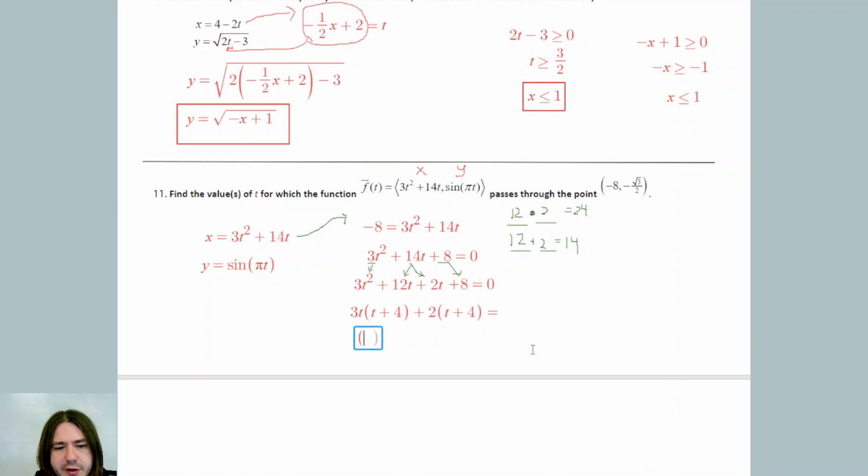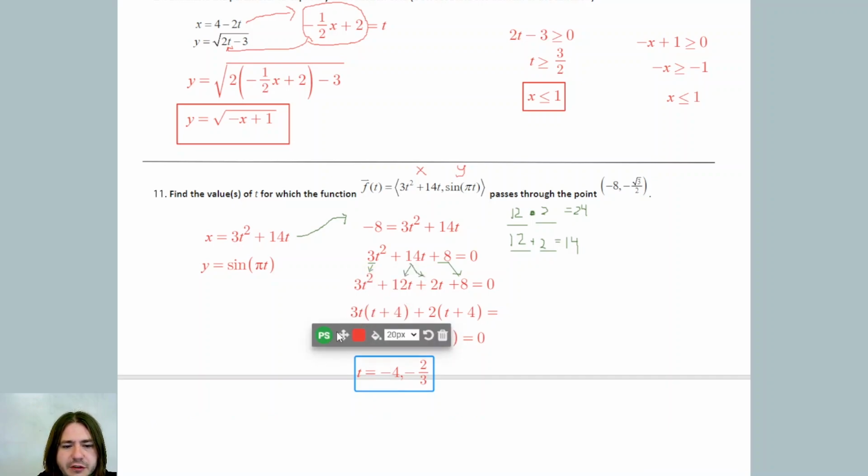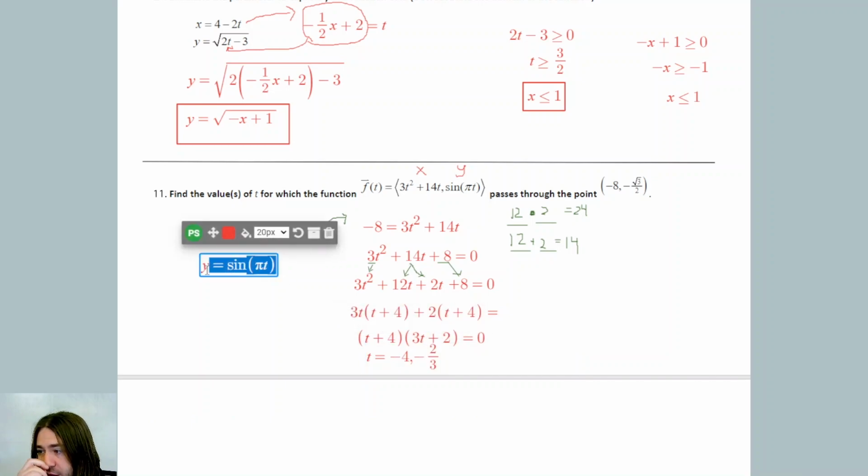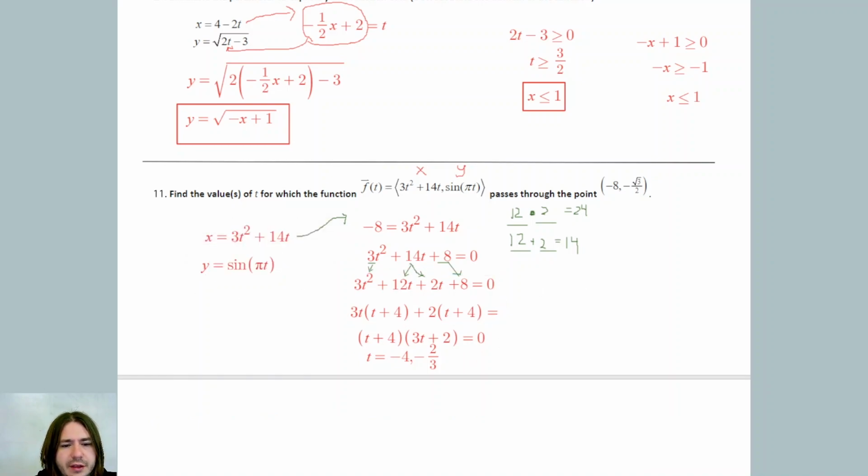So the two factors here are going to be t plus 4 and 3t plus 2. And so the two t values, looks like there's going to be 2 times when the x value is -8. The first one would be at -4, and then the second one would be at -2/3. And I'm getting those from just setting each factor equal to 0 and solving them. So this is not going to be our final answer here, but these are going to be two values that we can test in this sine equation and see, hey, which one is giving you -√3/2. So we're going to plug both of these into this equation, and we're going to test and see which ones work.